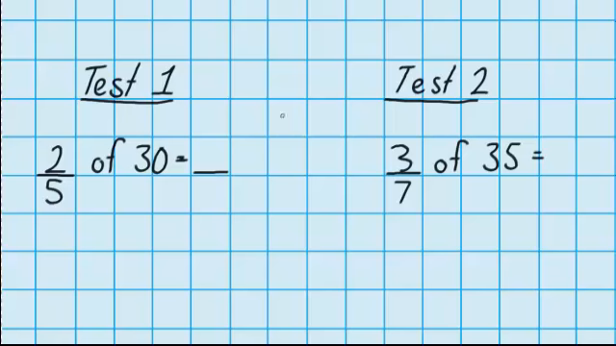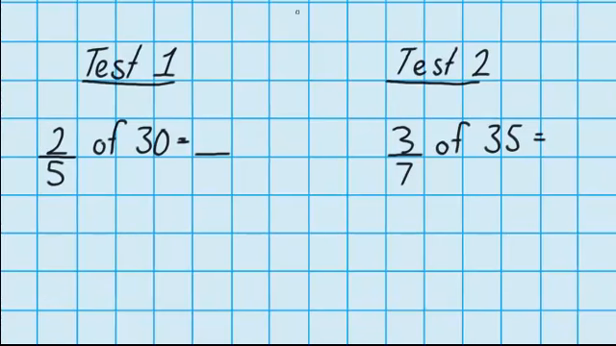So just looking at these two, it's very hard for me to work out which test I did worst in, because the amounts are different. This test had 30 words in it, and this one had 35, and the two fractions are different. So I'm going to have to work out both of these fractions before I can compare the amounts.